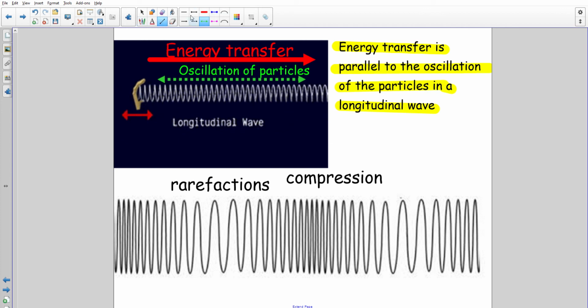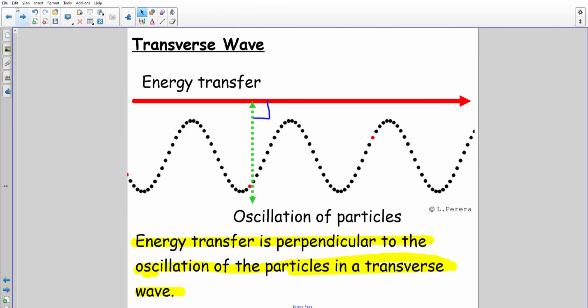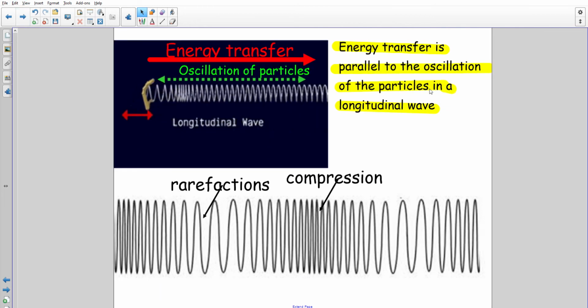So I'll just label a few bits on here as well. Rarefaction and compression. So basically, that's the comparison. If you're asked to compare these two waves, that's the comparison. In a transverse wave, energy transfer is perpendicular to the oscillation of particles. However, in a longitudinal wave, energy transfer is parallel to the oscillation of particles. Examples of this, you could have mechanical waves for both of these actually, because you could produce the same wave mechanically, means just by physically moving it.